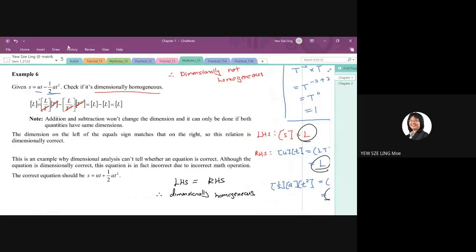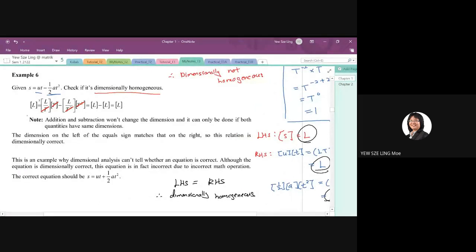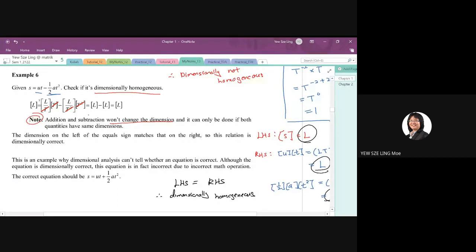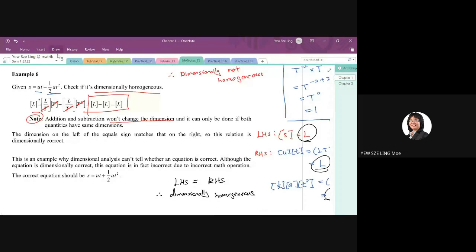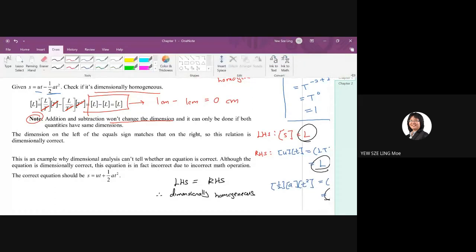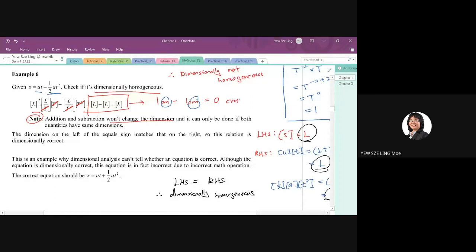Now it says here, note, addition and subtraction won't change the dimension. Okay, it can only be done if both quantities have the same dimension. Now, what does it mean? So if you look at the question, I have L minus L and the dimension is still L. Why? Like I told you just now, 1 cm minus 1 cm, the answer is still in terms of cm, 0 cm. So the dimension is still the same.